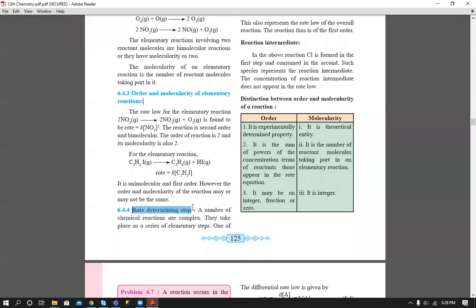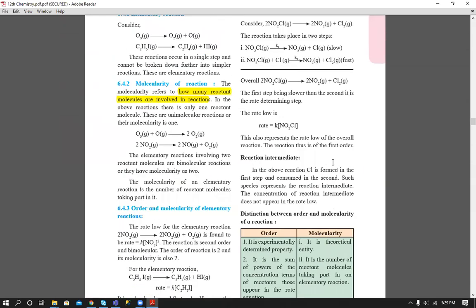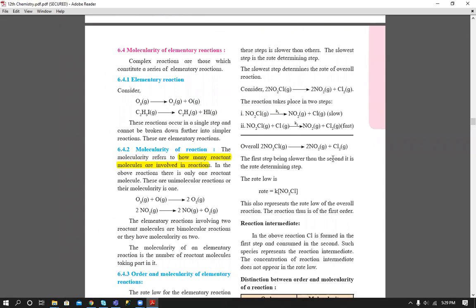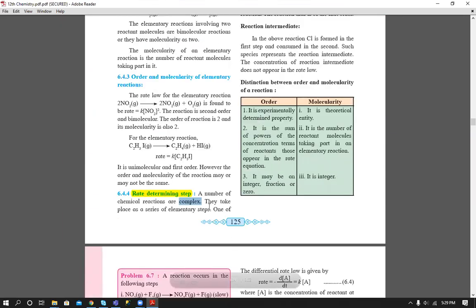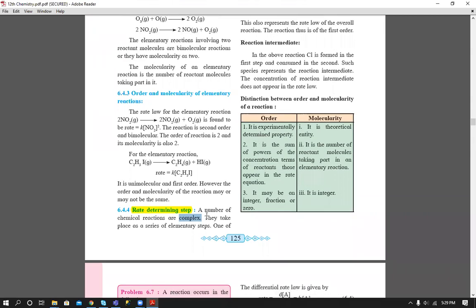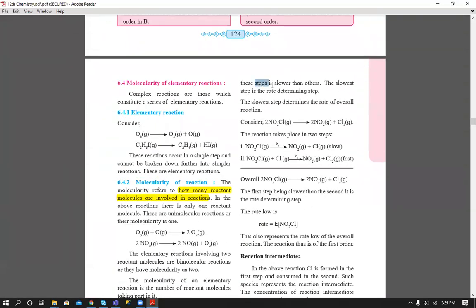So what is the other term, rate determining step, or in short we say RDS. A number of chemical reactions are complex. A complex reaction is one where the reaction occurs in more than one step, two steps or more than two steps. So a complex reaction is a group of elementary reactions. In a complex reaction, some of the steps will be fast and some will be slow. The reaction step which is the slowest step is called the rate determining step. So always remember this line.